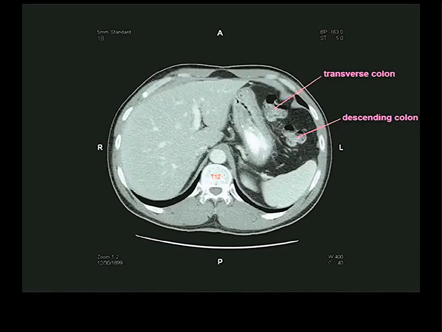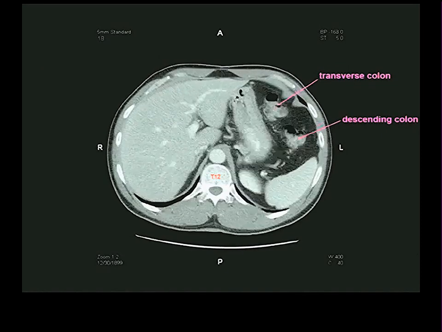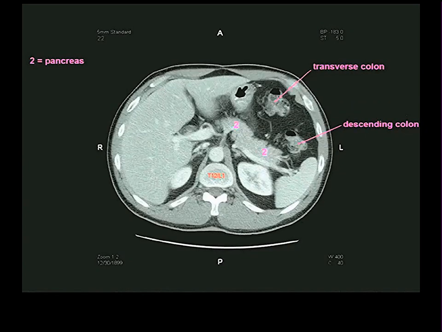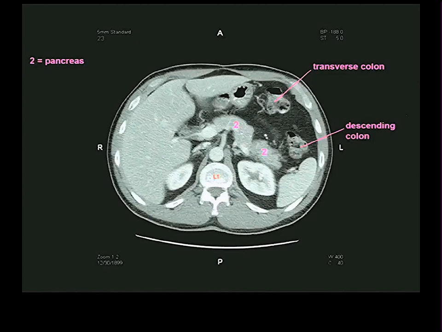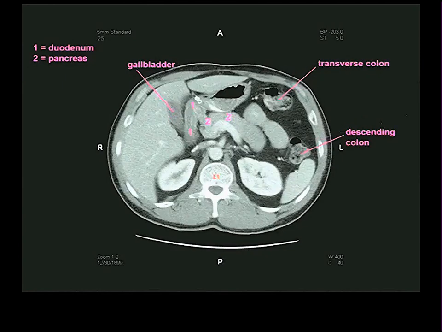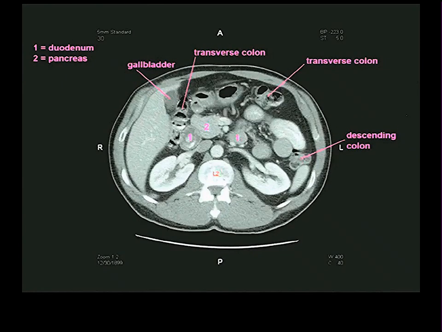Here was our spleen. Here was our stomach again. We're going down. A solid water density structure seems to emanate from the vicinity of the spleen. It has a part which is posterior, then wraps up anteriorly. Here's the part which is most anterior. And then as we go even further inferiorly, it has a big bulbous part here.